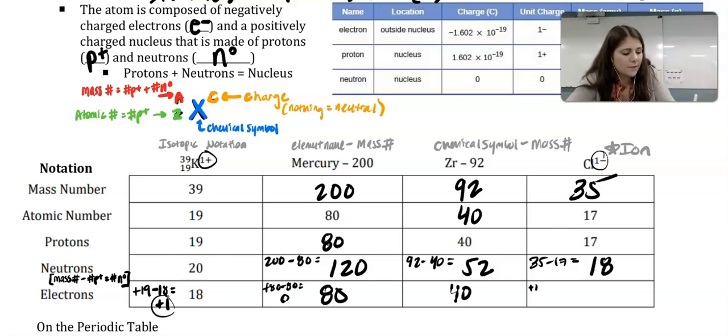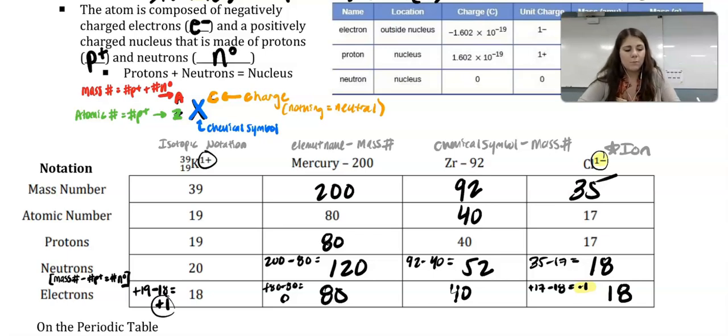So if I did plus 17 minus 18, I get negative 1. So here, I'm going to have 18 electrons. And again, this negative 1 is supposed to correspond to the charge of it, okay?